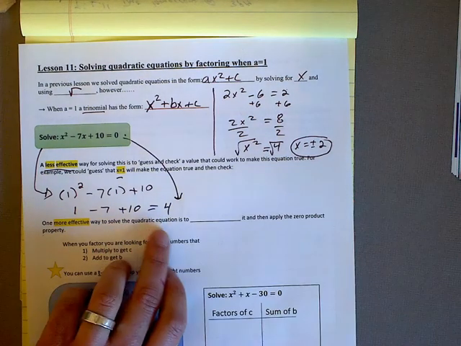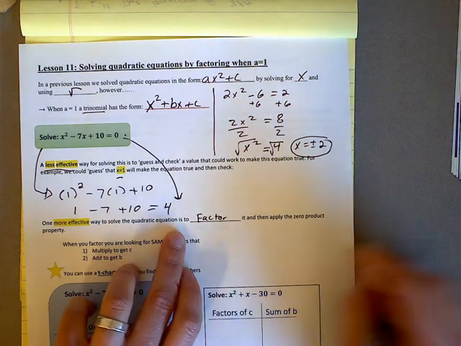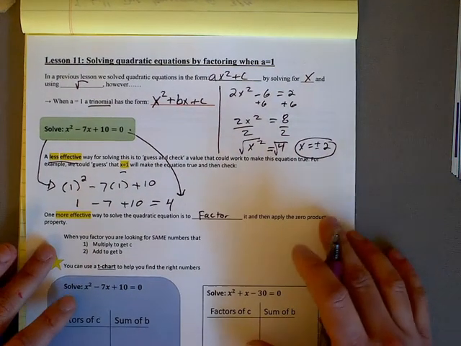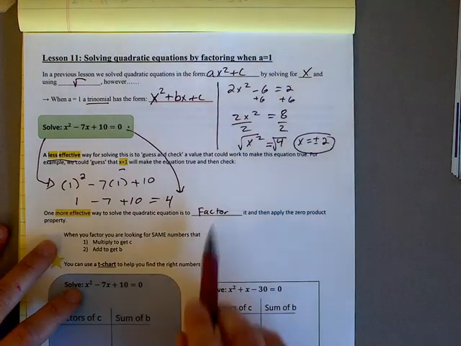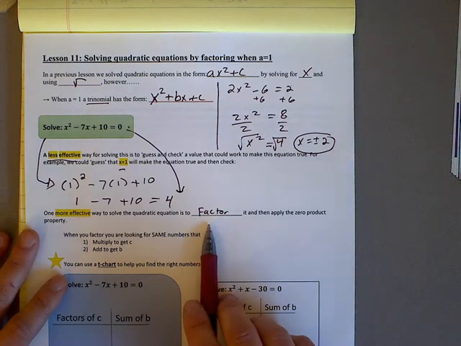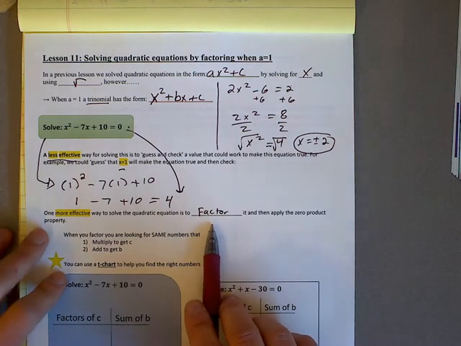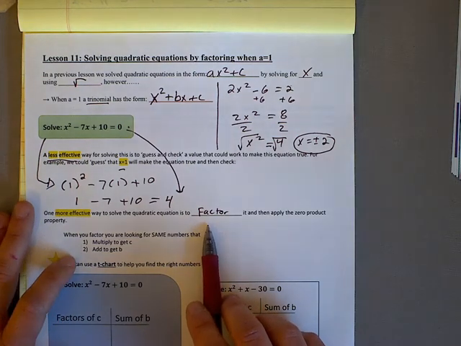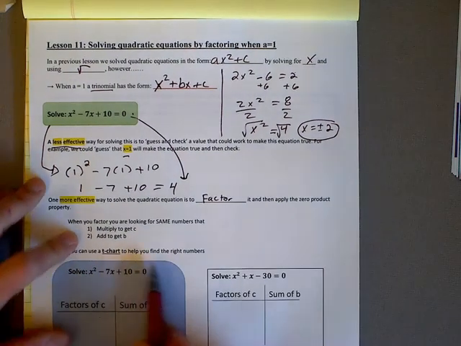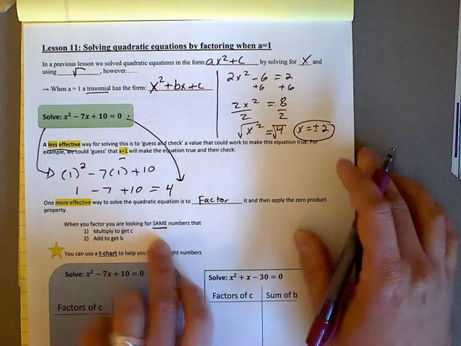One way to solve the quadratic equation is to factor it and then apply the zero product property, which is what we discussed in the pre-lesson 11. Factoring means breaking something down into the things that make it by multiplication. So for example, I could say the factors of 10 are 5 and 2, because 5 times 2 builds the 10.